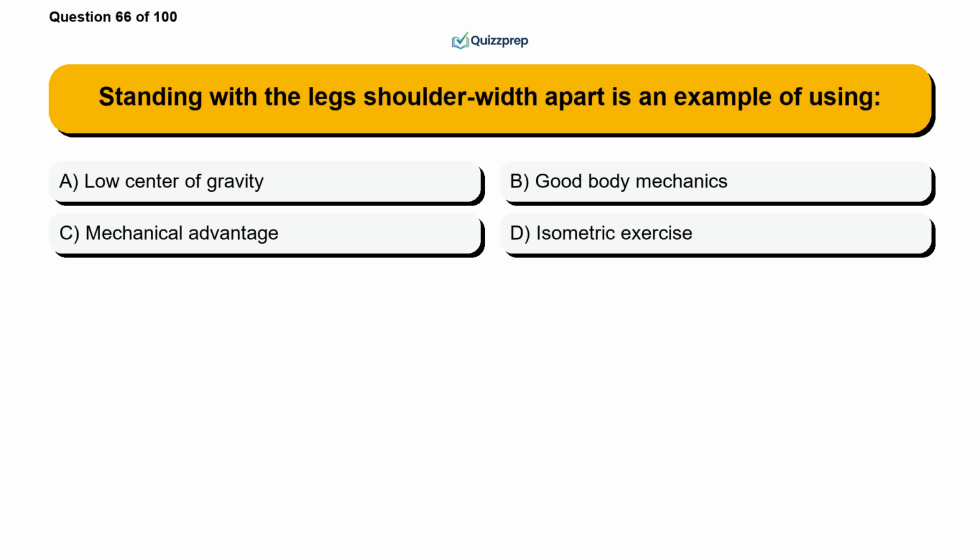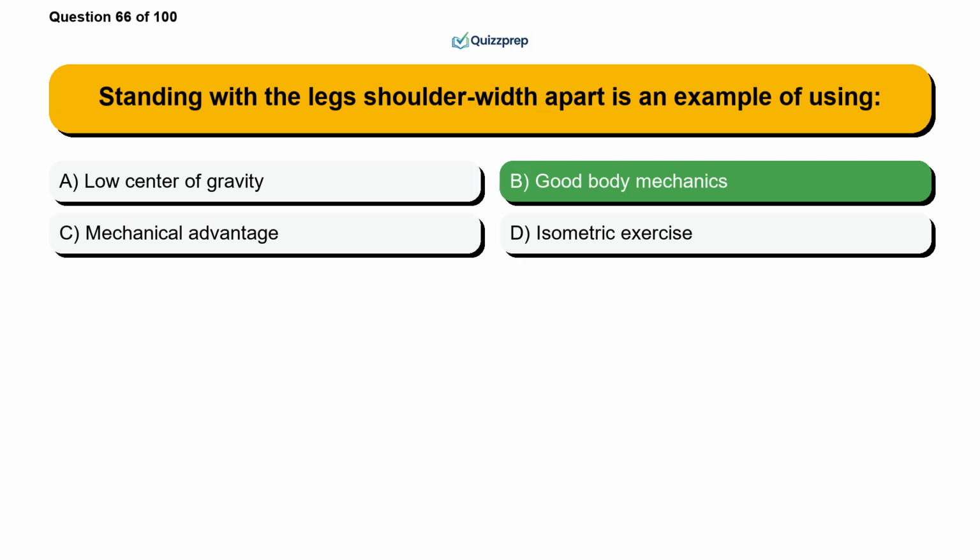Question 66. Standing with the legs shoulder width apart is an example of using: Option A, low center of gravity. Option B, good body mechanics. Option C, mechanical advantage. Option D, isometric exercise. The correct answer is option B, good body mechanics.